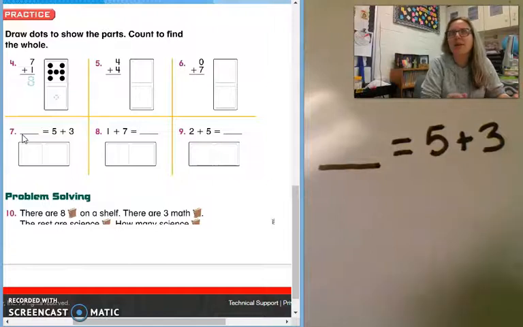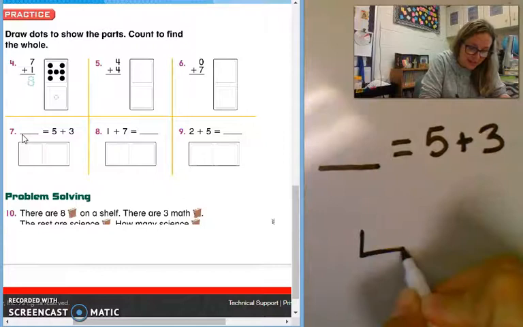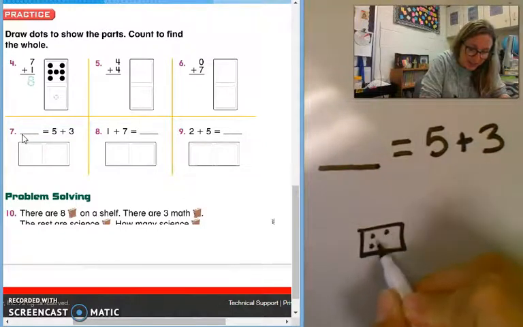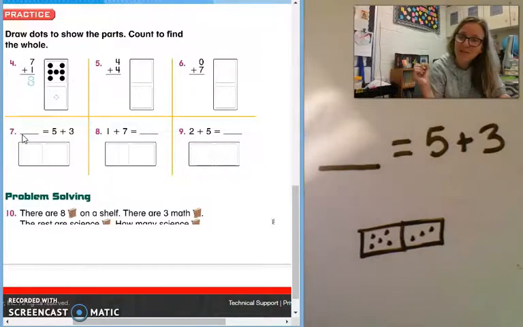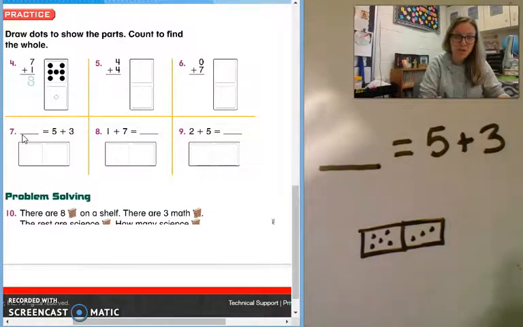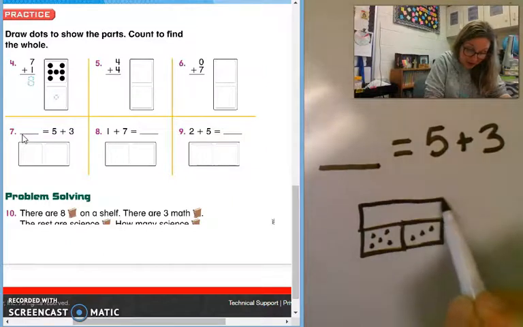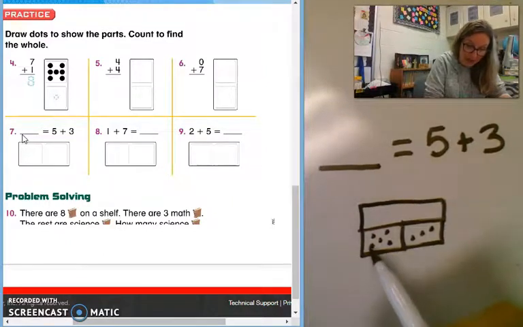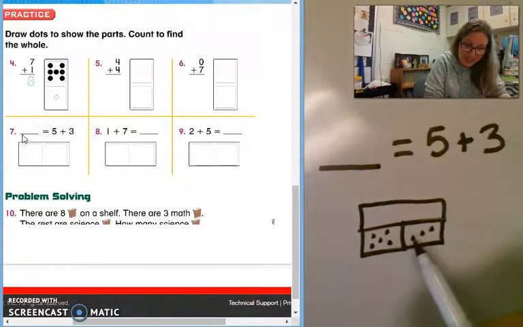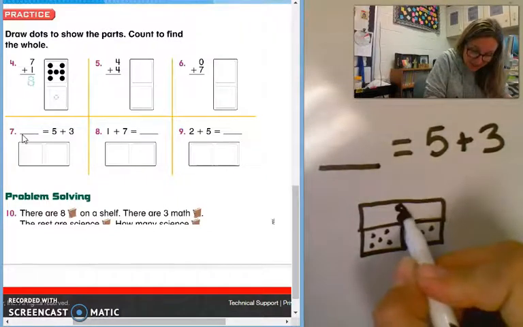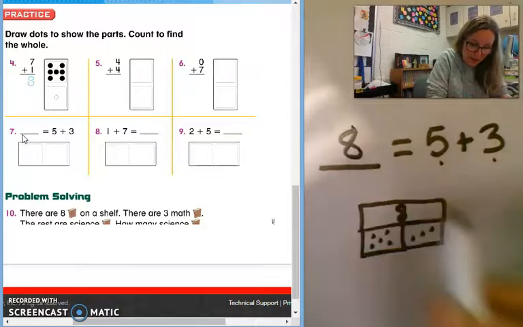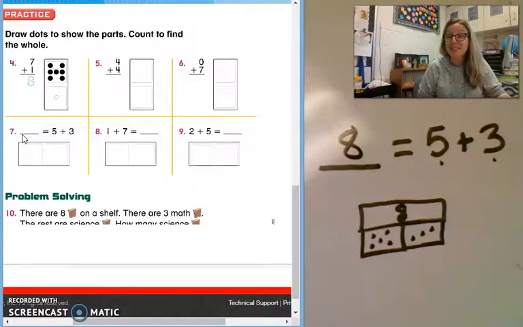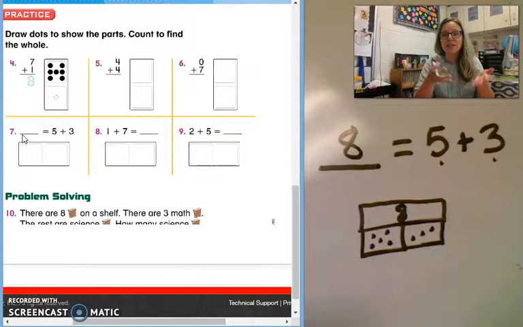Think about if it was frogs and fish in a pond. 5 fish are on one side of the pond, and 3 frogs are hopping on the other. Altogether, if I were to count these up, I have 1, 2, 3, 4, 5, 6, 7, 8. So part, part, whole. So 8 is the same or equal to 5 plus 3.